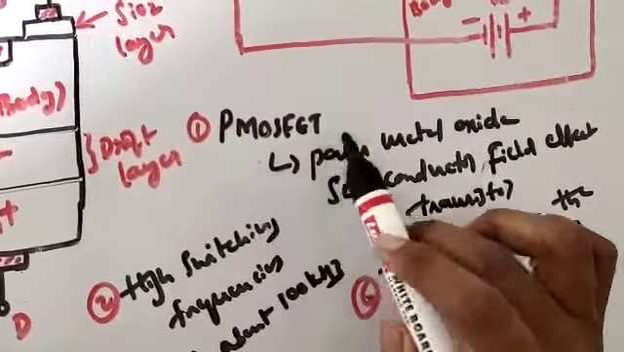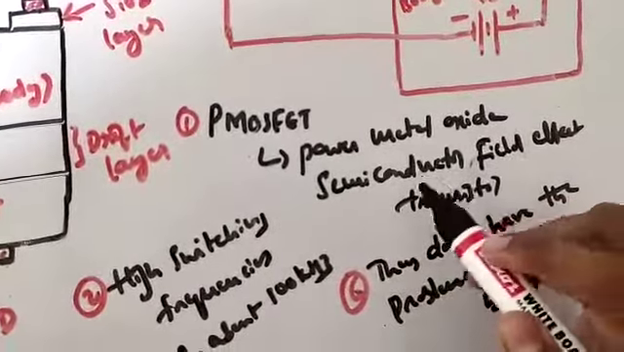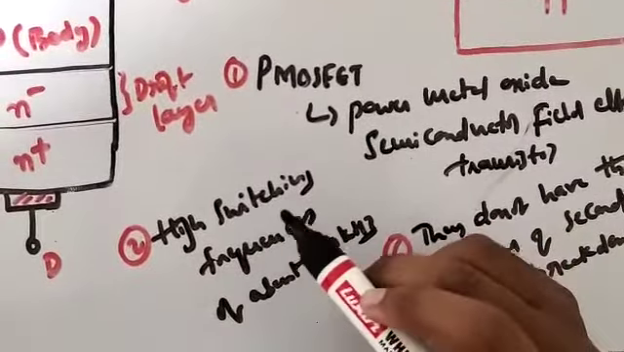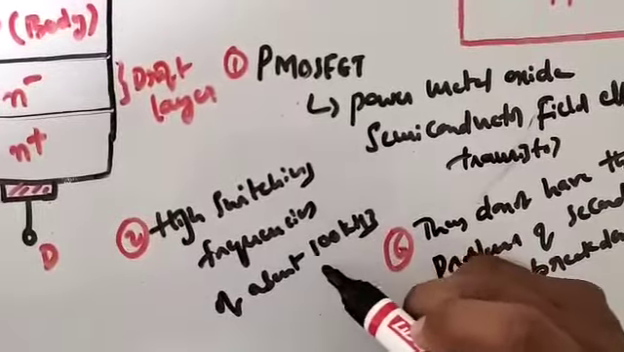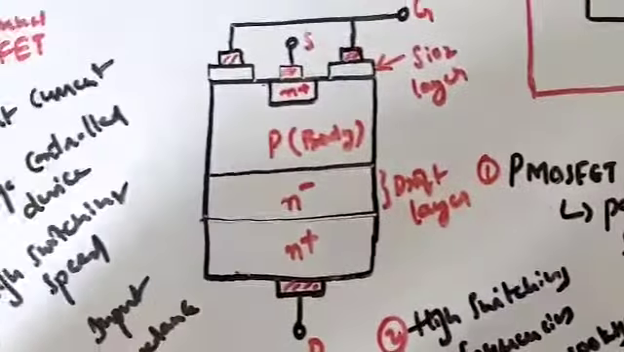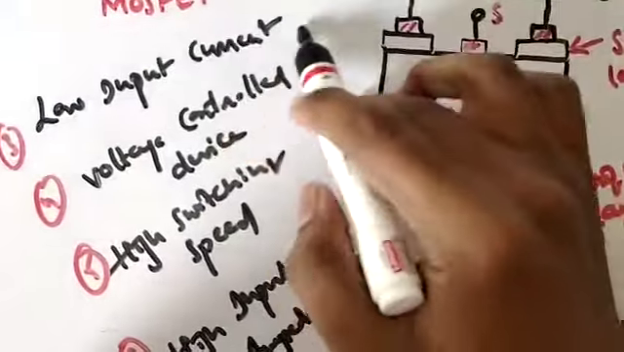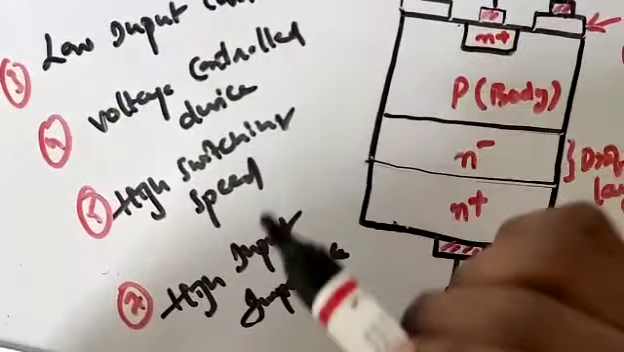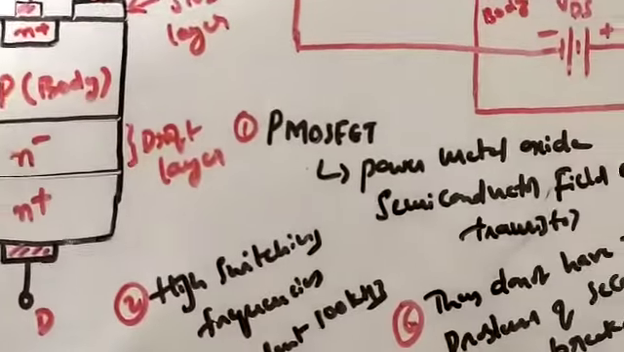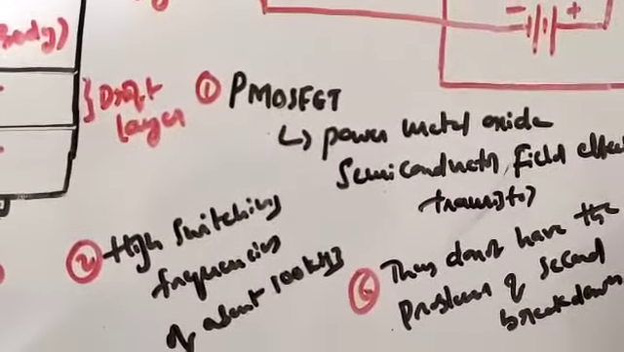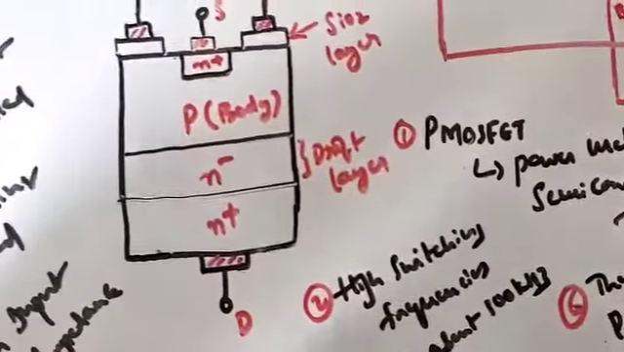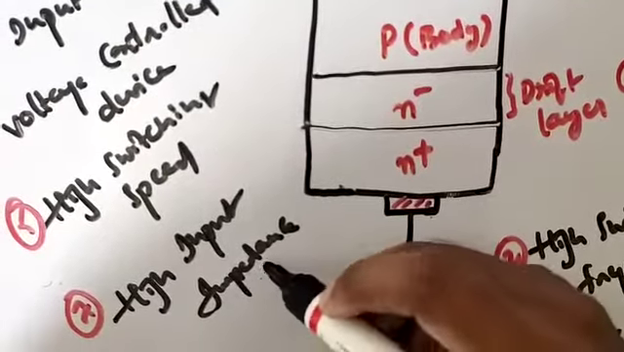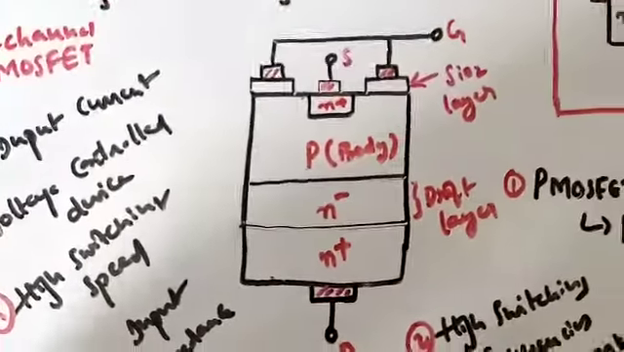See, this power MOSFET is nothing but what? Power metal oxide semiconductor field effect transistor. And power MOSFET has high switching frequencies of about 100 kilohertz, right? And it has low input current. It is a voltage control device, and it has high switching speeds. And they don't have the problem of second breakdown, right? These all are the features and advantages of power MOSFET, and it has high input impedance, right? It has high input impedance.